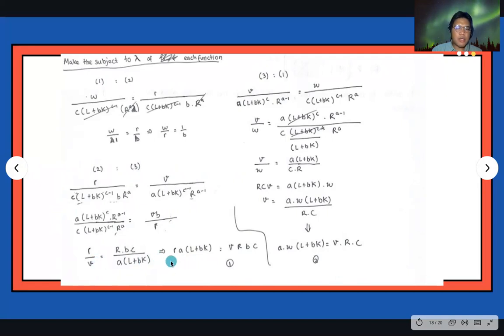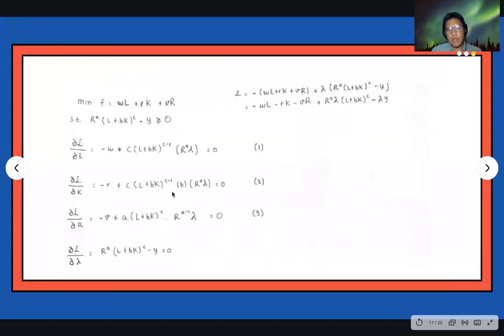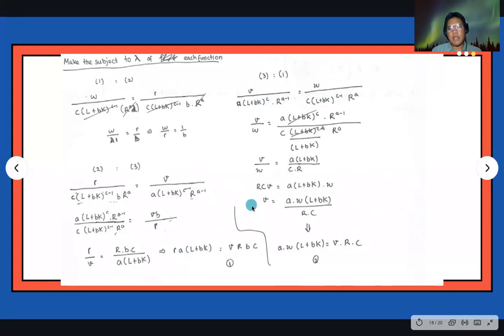Then we compare function 2 with function 3. We have to manipulate first, then we obtain this, and the end product is here. But I want to make it linear by changing the denominator into a multiplicator. So we find that R A open bracket L plus BK close bracket equals V times R times B times C. It is also the same with the comparison of function 3 and function 1: you manipulate the function, obtain the end product, and manipulate again to change the denominator into a multiplicator.